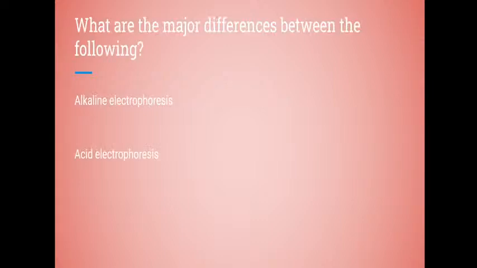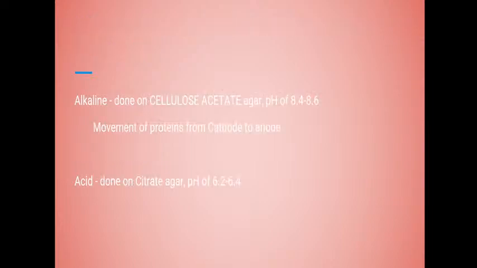Okay? Now, the main major differences of alkaline electrophoresis, obviously the pH first, 8.4 to 8.6. Sorry, let me correct myself. 8.4 to 8.6. It's done in cellulose acetate, and it is going to assess the movement of particles or proteins from the cathode to the anode. Next, acid is done on citrate agar, and the pH is at 6.2 to 6.4.